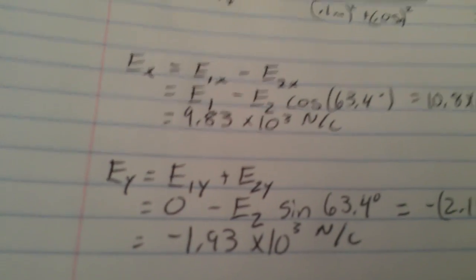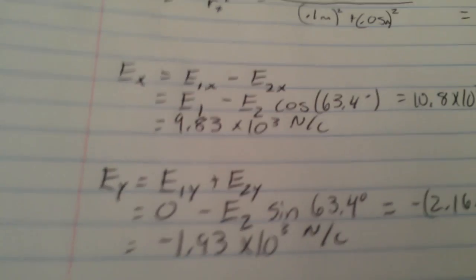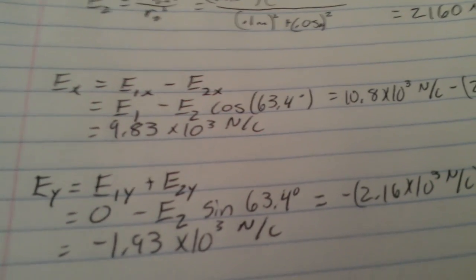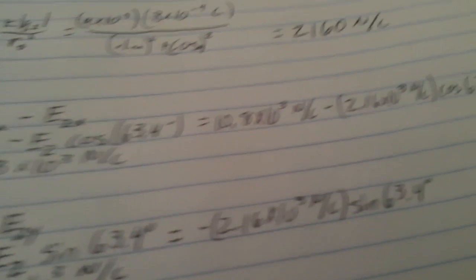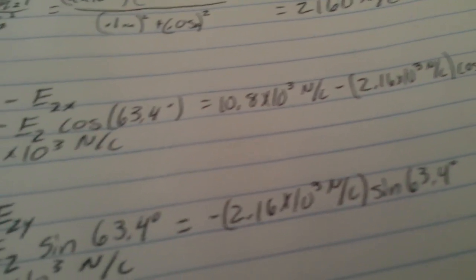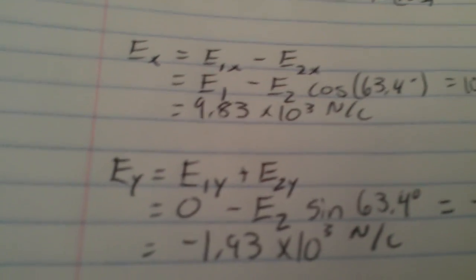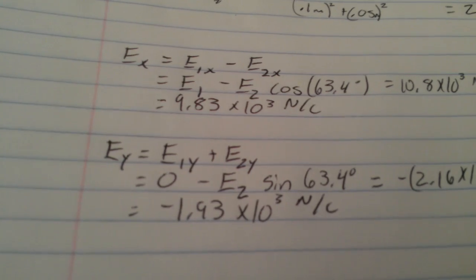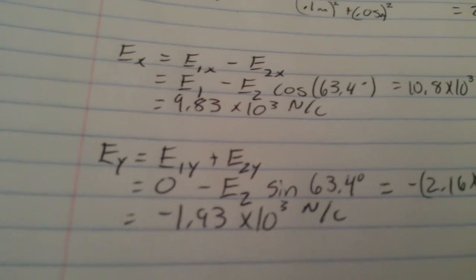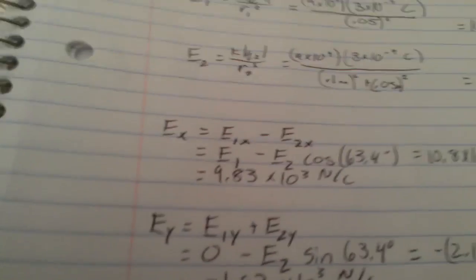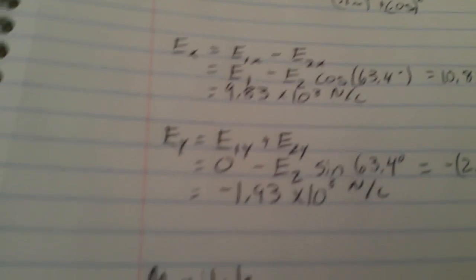And then the y direction is a little bit easier because E1 will go to 0. And for E2, you just do E2 times the sine of 63.4 degrees. And that number will give you the complete y direction of the total electric field, and that is negative 1.93 times 10 to the third newtons per coulomb. And so that's our x and y components. And from there, it's pretty easy to find the magnitude.